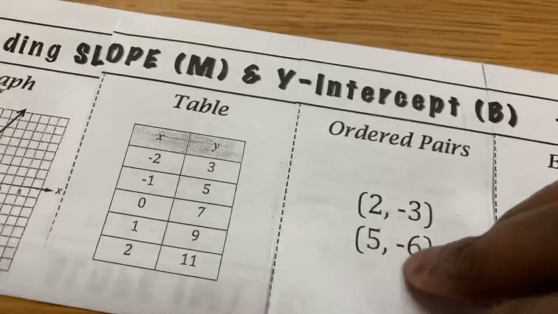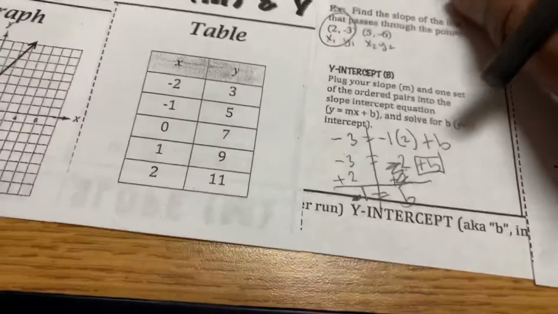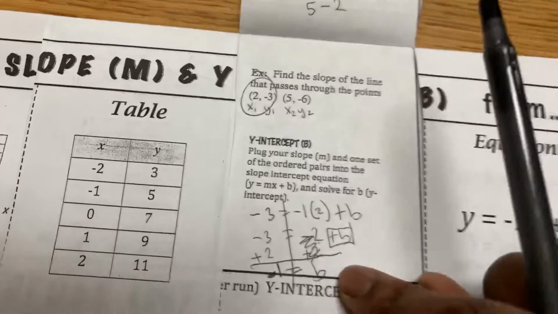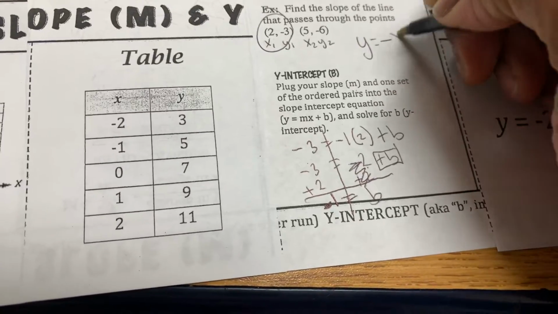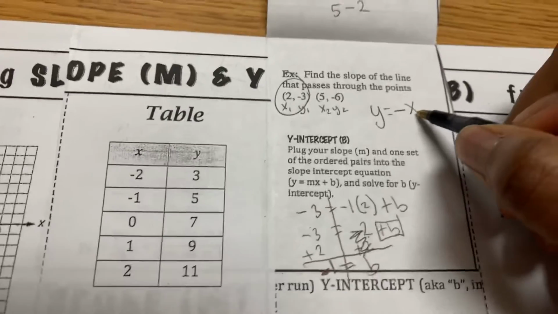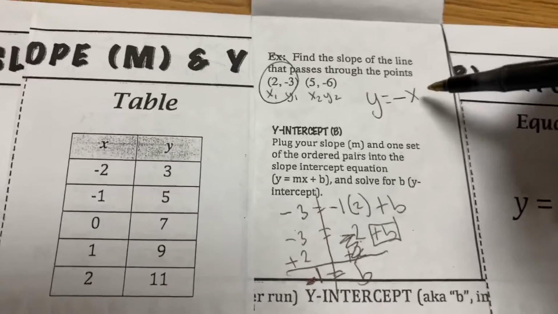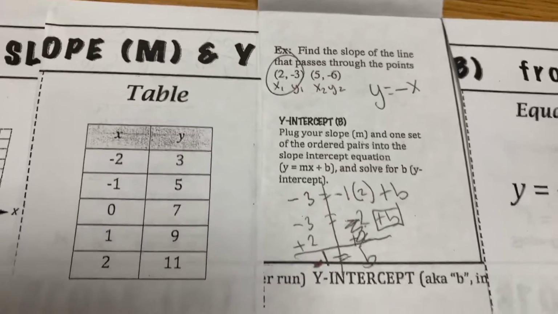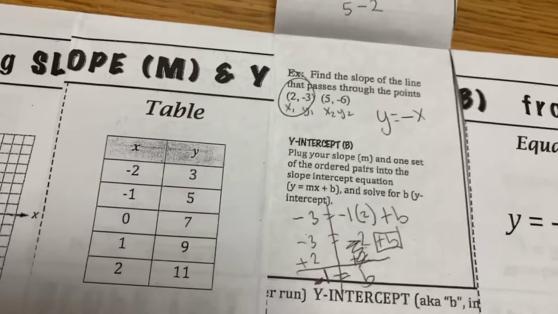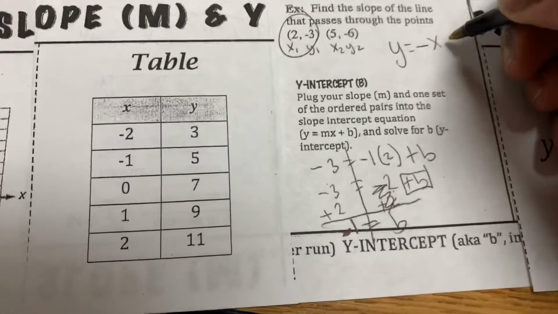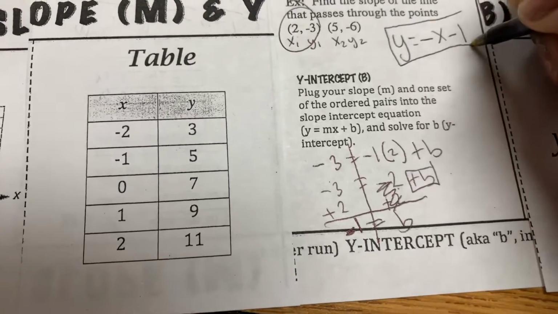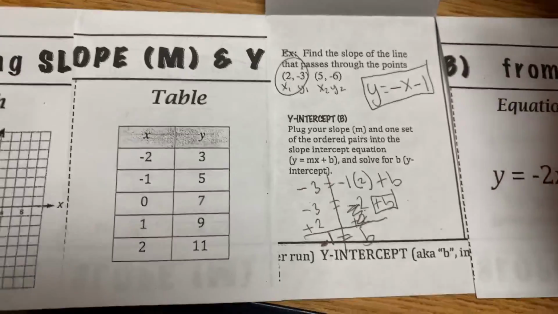And that's it. Now, one last thing I want to say, I'm going to go back to ordered pairs. Once you find your slope and your y-intercept, you can write this equation out. This equation would be, since my slope is -1, y is equal to -x. We don't put a 1 in front of the x, okay? Because x represents 1, so you don't have to put a 1 there. So it's -x, and my y-intercept is -1, so -x minus 1. This will be my equation for those ordered pairs.